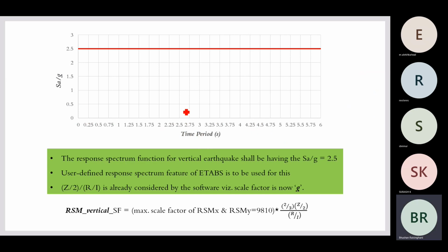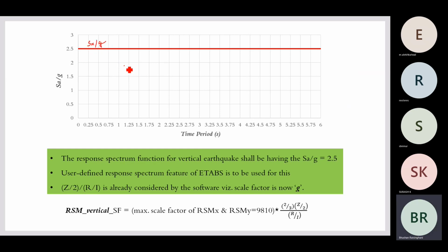So this is the response spectrum. I have defined it in ETABS, or I have created it in an Excel sheet right now. In this Excel sheet, whatever the Sa by g versus time period was given in the IS code, I have defined. So 2.5 is the maximum value, and this 2.5 is the Sa by g that I have defined.